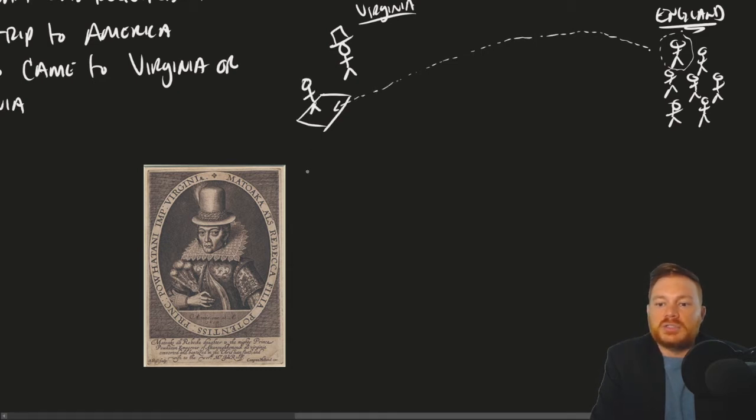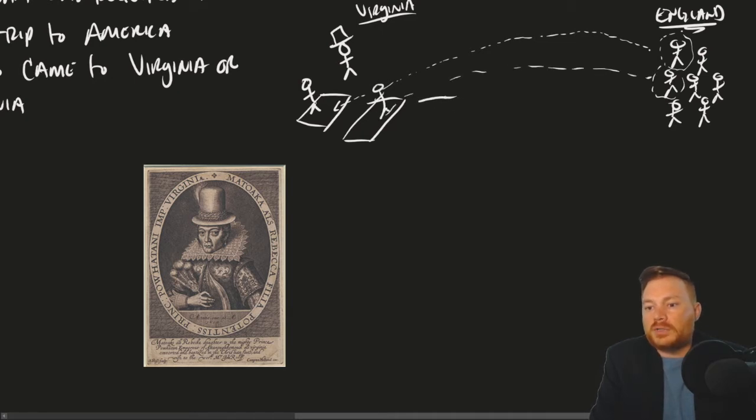And after that time is up, he'll go on and hopefully be a landowner himself. But because of the headright system, because this person paid for a person to come over, he gets another plot of land. And because he has more land, now he needs another indentured servant to come over. And so now he pays for another person, and then he gets another plot of land, right?